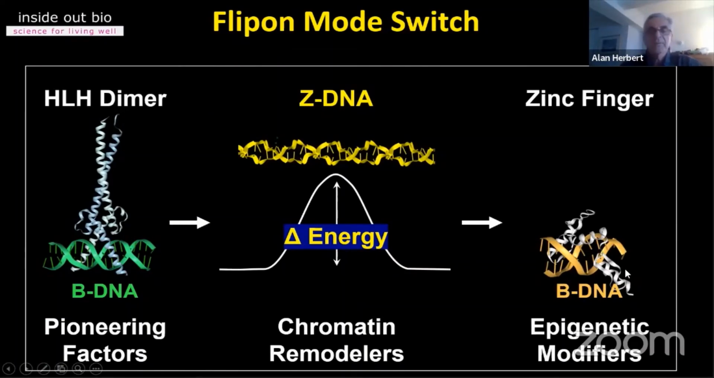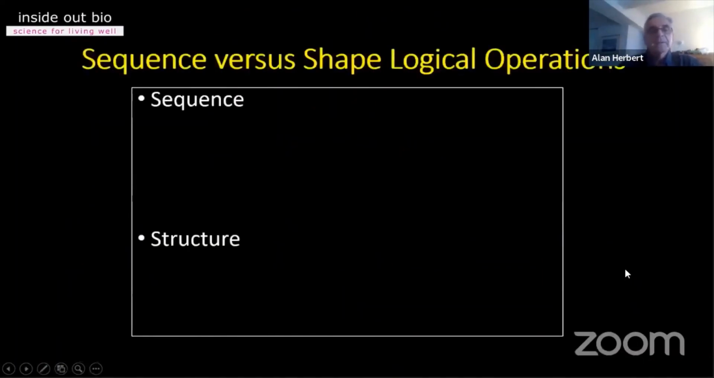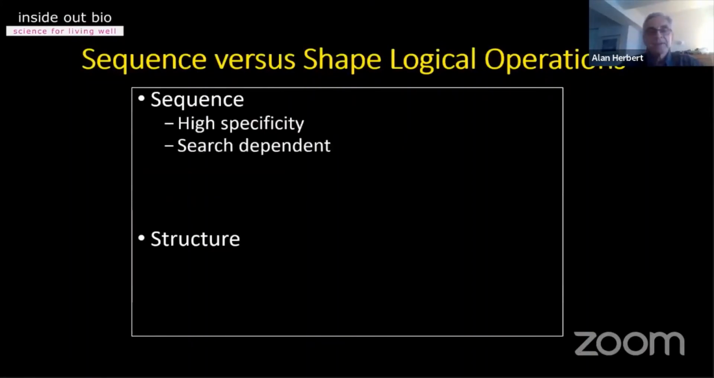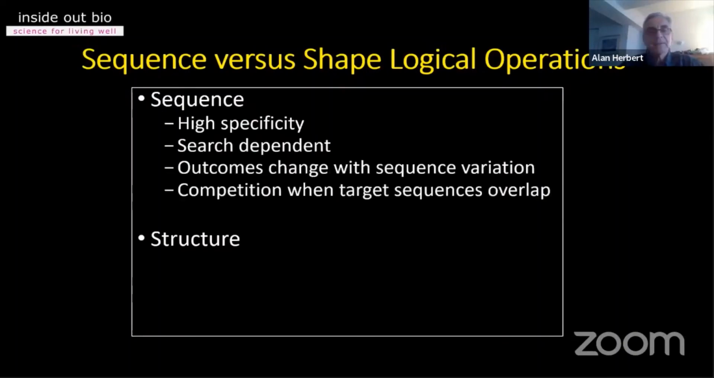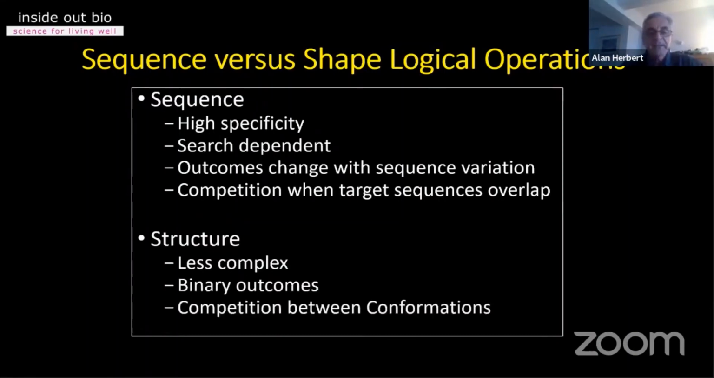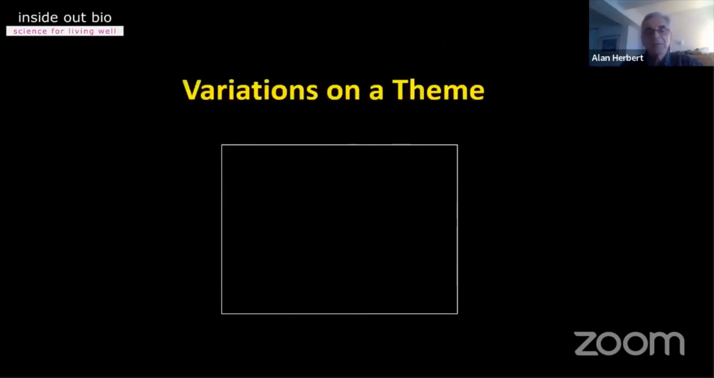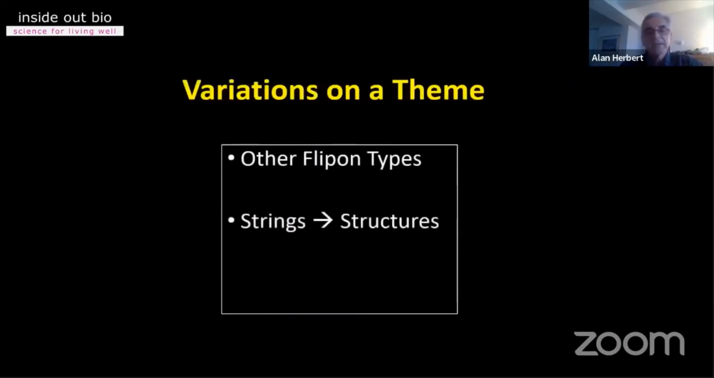So just to compare the different types of logical operations, state versus sequence, you can see that for sequence, at high specificity, finding it is search dependent. The outcomes change with sequence variation, and there's competition between the different target sequences that you're searching out. In terms of structure, it's much less complex. You get binary outcomes, and you get conformations and competition between conformations. So there's lots of variations on the themes there.